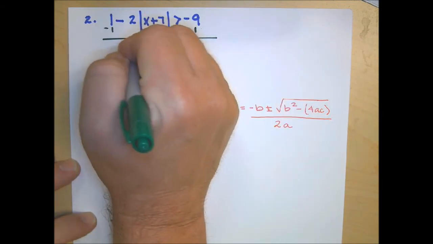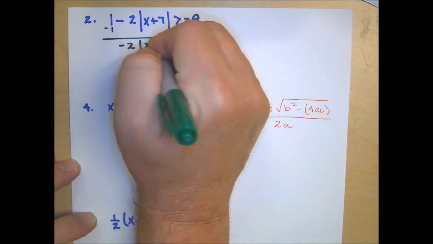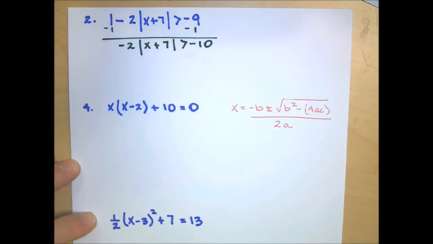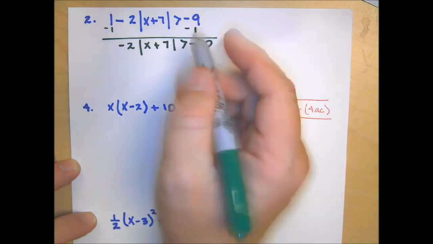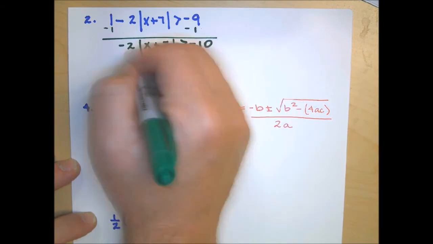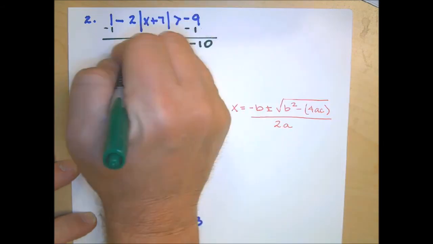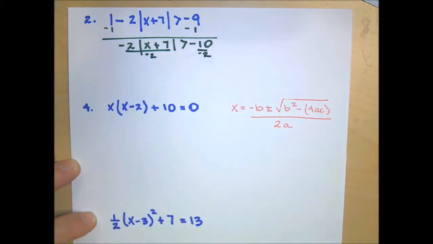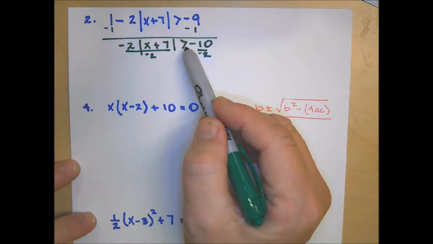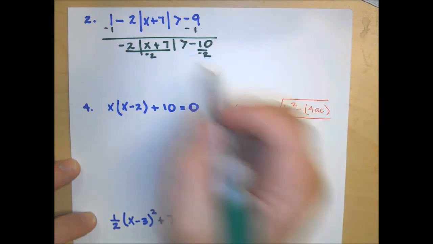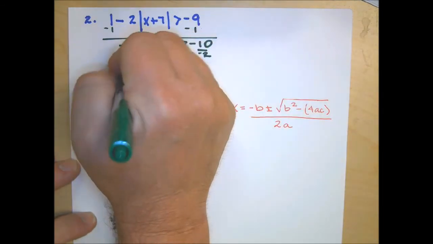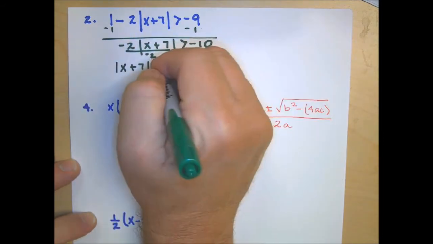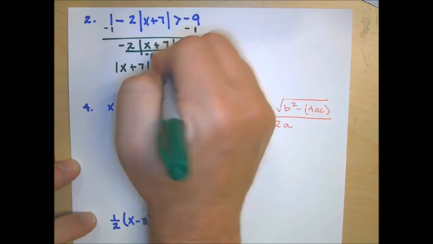negative 2, absolute value x plus 7 is greater than negative 10. Now, I'm going to divide the entire equation by negative 2, both sides. Now, remember, when it comes to inequalities, when you divide by a negative, you flip the sign. So I'm left with absolute value x plus 7 is less than positive 5.